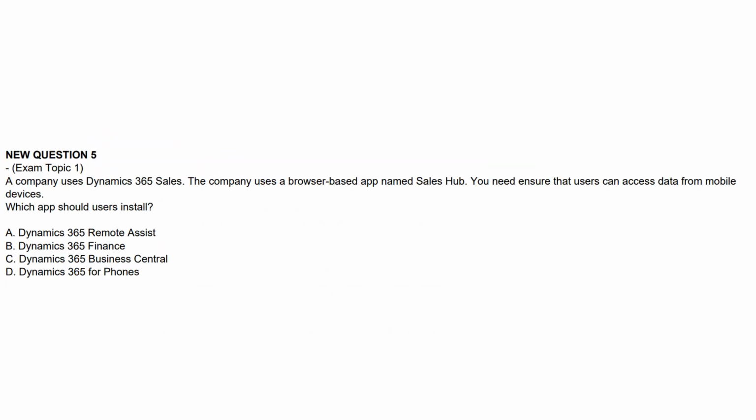So our next question is, a company uses Dynamics 365 Sales. The company uses a browser-based app named Sales Hub. You need to ensure that users can access data from mobile devices. So which app should the user install? We have four options: Dynamics 365 Remote Assist, Dynamics 365 Finance, Dynamics 365 Business Central, and the last one is Dynamics 365 for phones. So we need to recommend a mobile app, so we are going with option D. So option D is the correct answer, Dynamics 365 for phones.